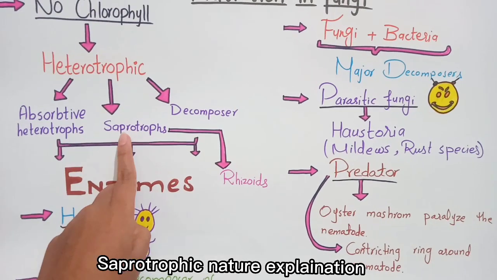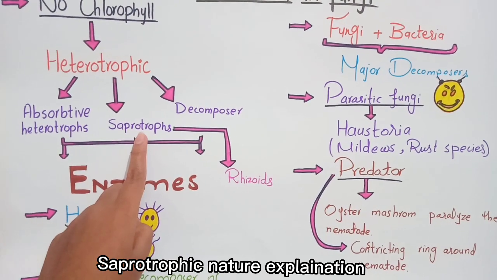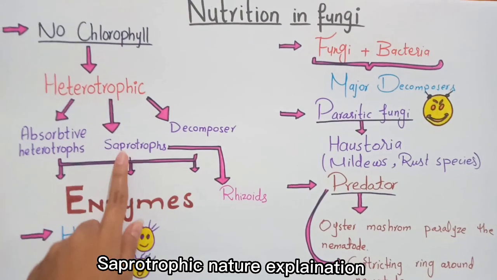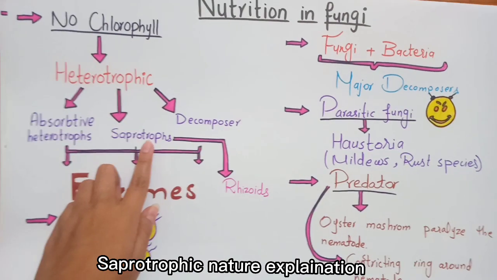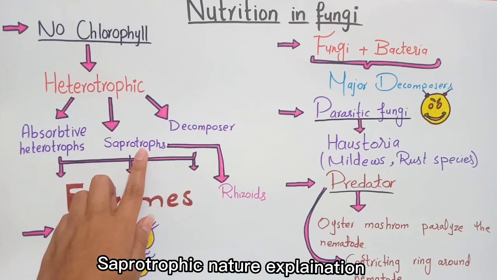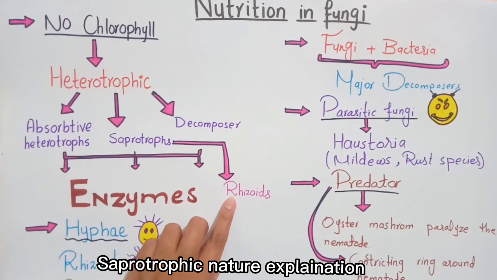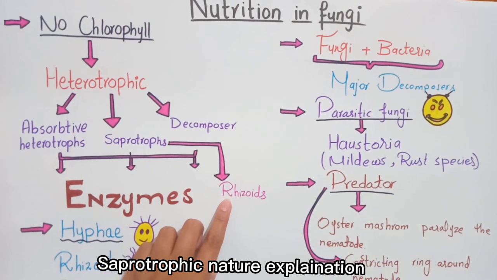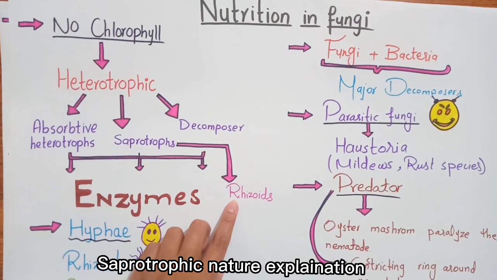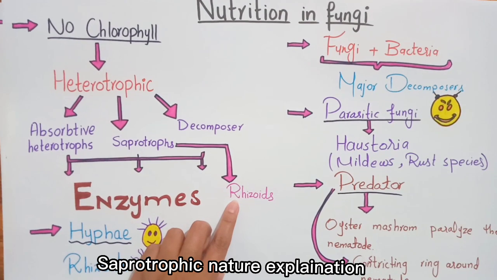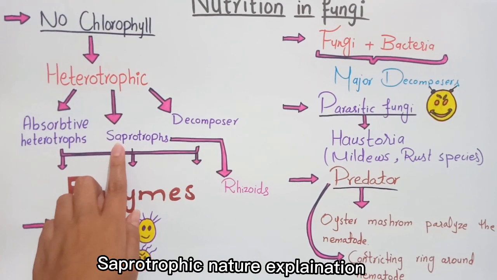The other one is the saprotrophic nature of fungi. Fungi also feed on dead organisms, since saprotrophic nature is always related to dead organisms. For this purpose, they have root-like structures in place of roots, called rhizoids. Rhizoids are root-like extensions that anchor the substrate on which the fungus is feeding. In the saprotrophic case, that substrate is a dead organism.